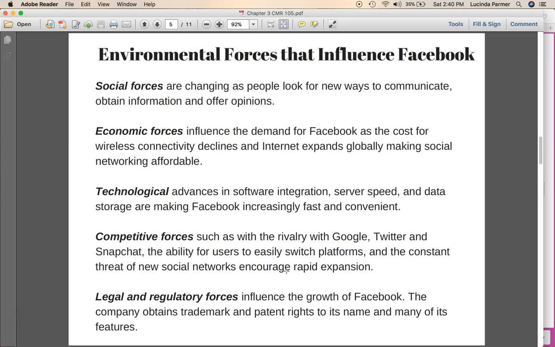Legal and regulatory forces do influence the growth of Facebook because they have to obtain trademark and patent rights to its names and for many of its features.